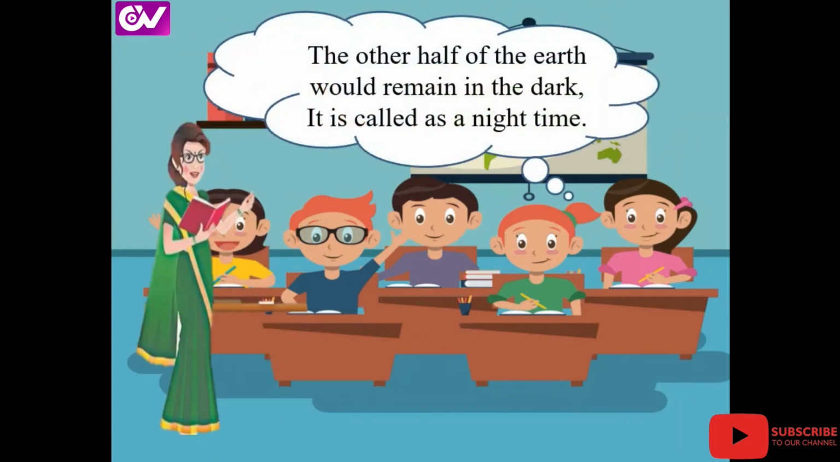The other half of the earth remains in the dark. It is called nighttime. So the other part remains dark. That period is called nighttime.